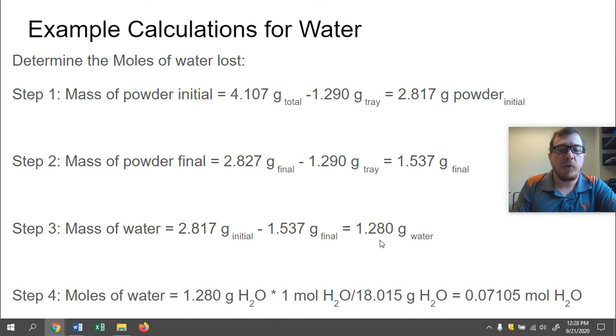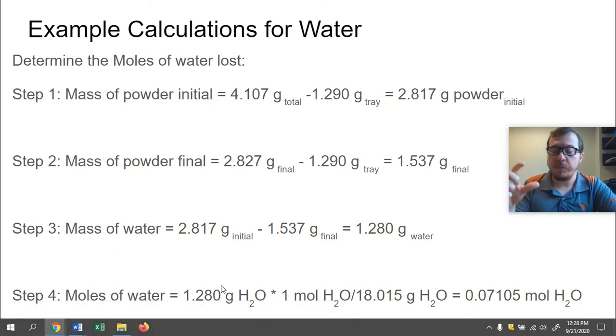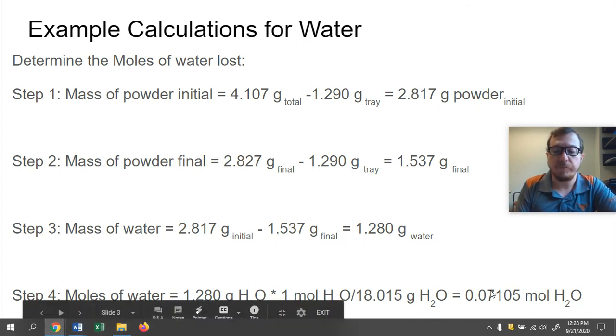Okay, in order to figure out the ratio between the water and the formula units of the ionic compound, we need to find the moles. So we take our mass of water that we just found, 1.280 grams of water, times a conversion factor where we divide by the molar mass of water, in this case 18.015 grams of water for every 1 mole of water, and we get 0.07105 moles of water that came out of the powder.